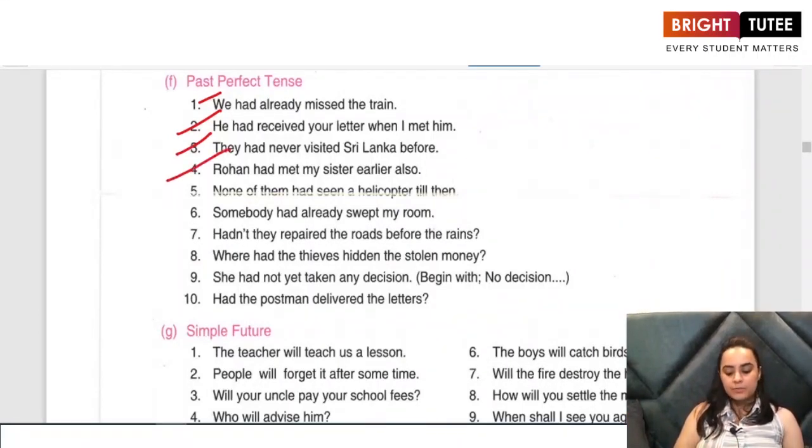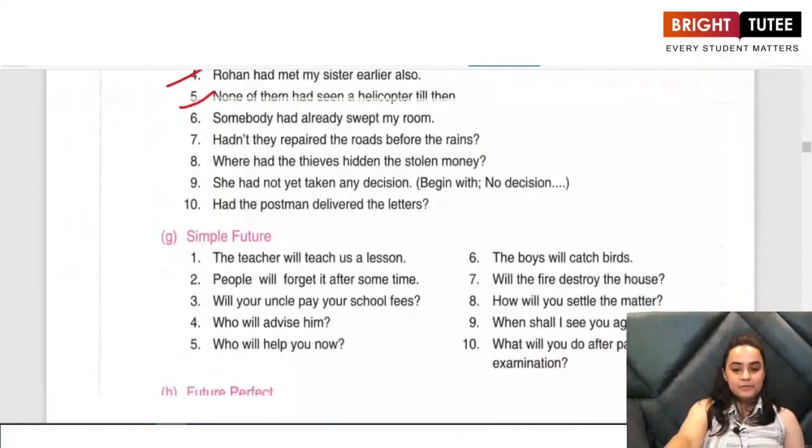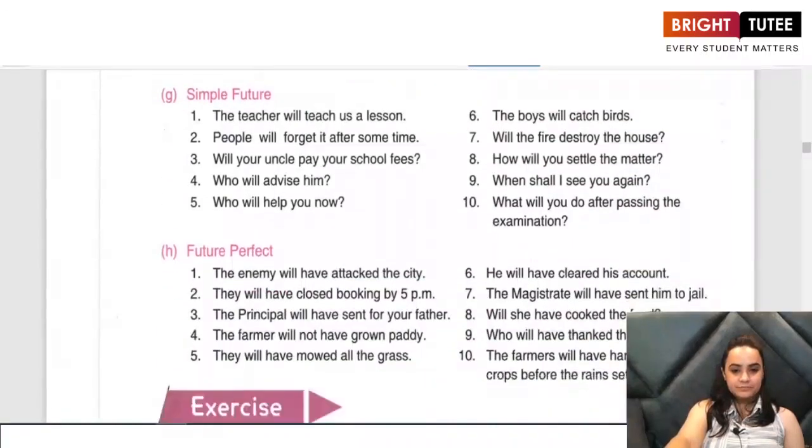Rohan had met my sister earlier also. My sister had been met by Rohan earlier also. None of them had seen a helicopter till then. The helicopter had not been seen by anyone till then. None of them changes to anyone. The next is simple future tense.